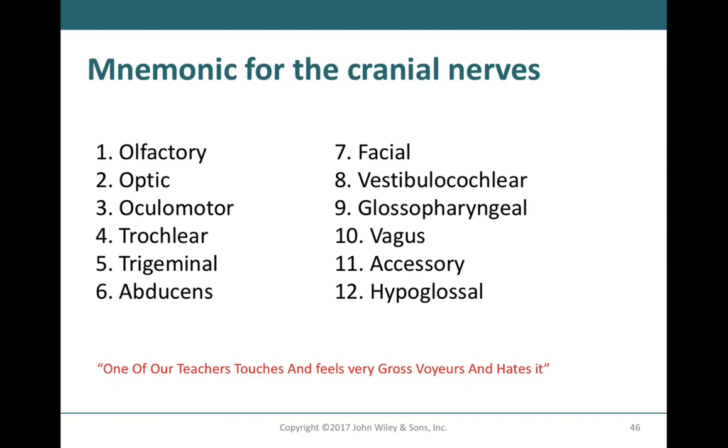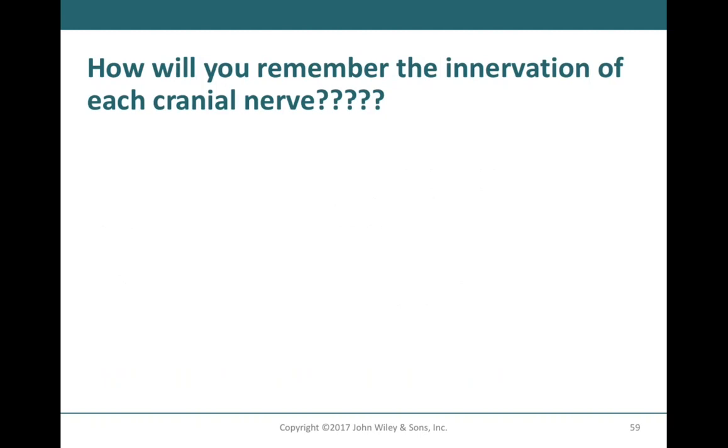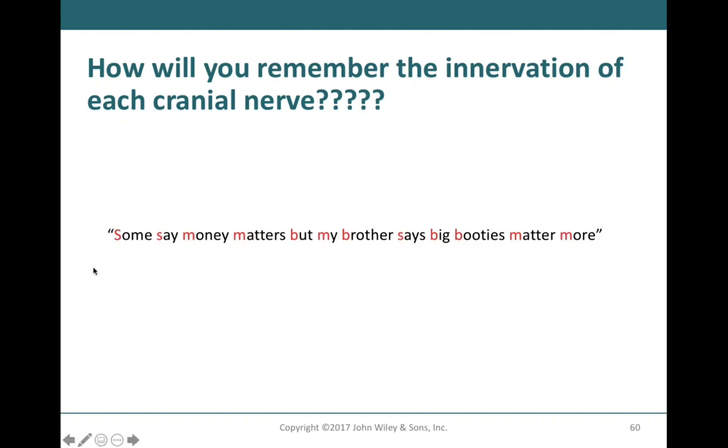and that leaves one piece of information left, and that is whether or not each of these cranial nerves carries sensory information, motor information, or both. So I actually have one more bonus mnemonic to help you remember which cranial nerves carry sensory information, which cranial nerves carry motor information, and which cranial nerves carry both. So in order from cranial nerve 1 to 12, the mnemonic goes, some say money matters, but my brother says big booties matter more. So that will sum up our lecture video for chapter 14.